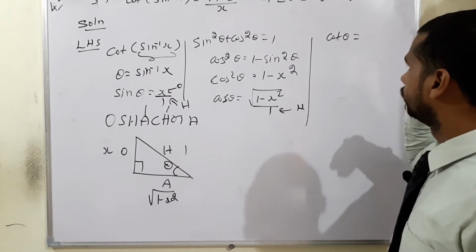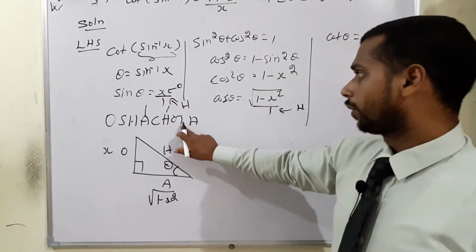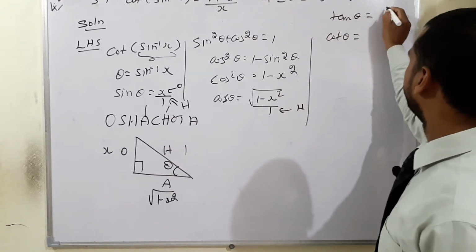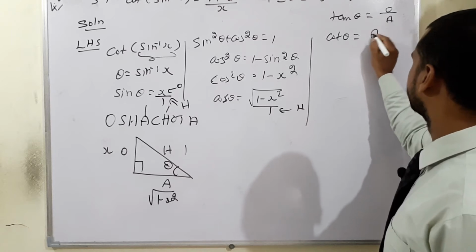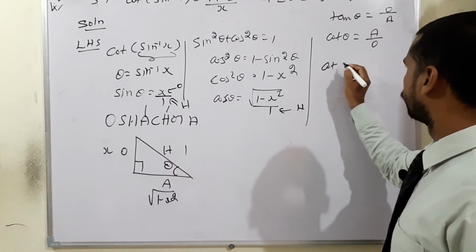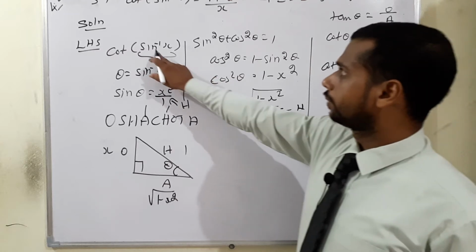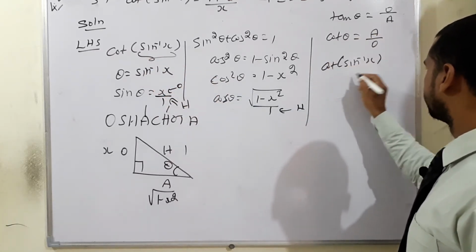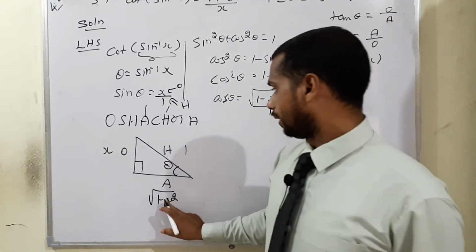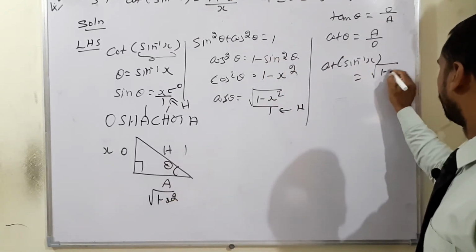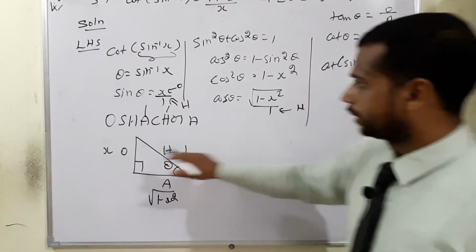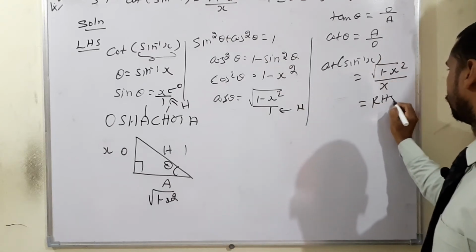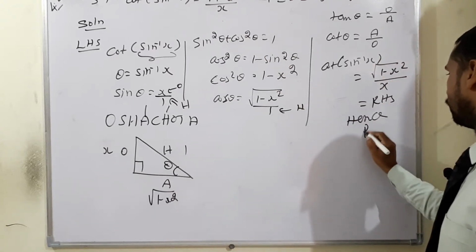So from this right angle triangle, what we need is cot theta. What is the meaning of cot theta? It is the reciprocal of tan. Tan theta is opposite divided by adjacent, therefore cot theta means adjacent divided by opposite. Instead of theta we consider sin inverse x. Therefore cot sin inverse x is equal to adjacent, square root of 1 minus x square, divided by opposite, x. This is our RHS. Hence proved.